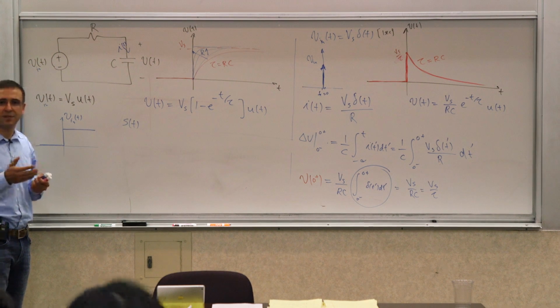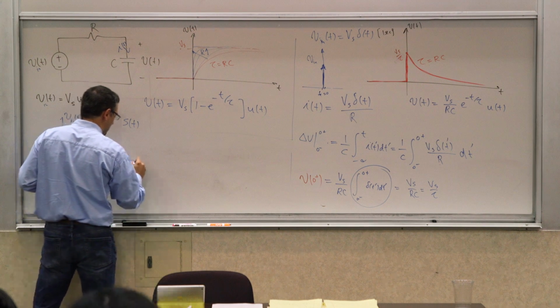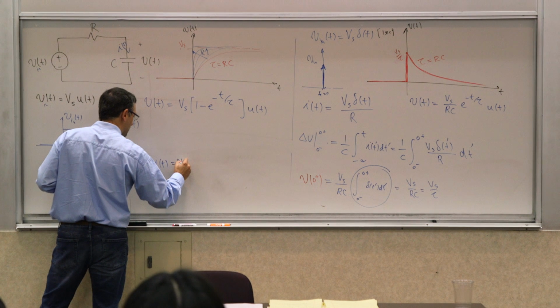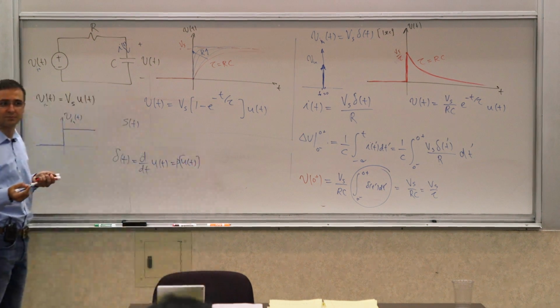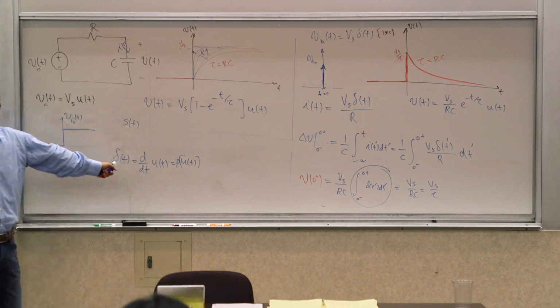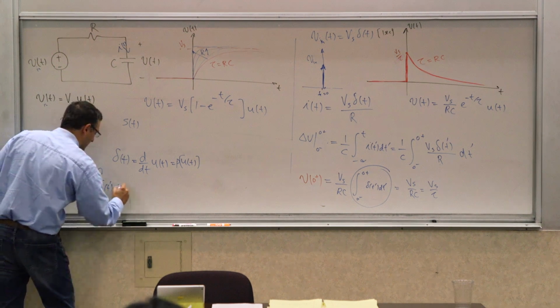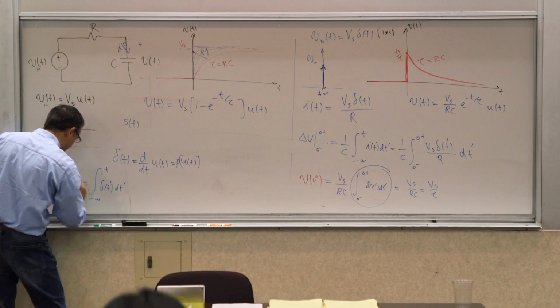Differentiate, right? It's a derivative. So delta of t is d/dt of u of t, which we wrote as p u of t. You remember that? Because the integral of that was the integral of u of t. You remember the integral of delta of t from negative infinity to t was u of t, right?